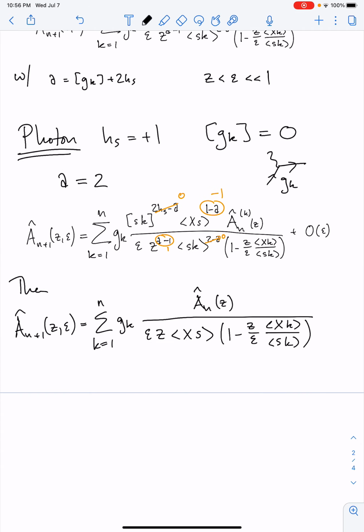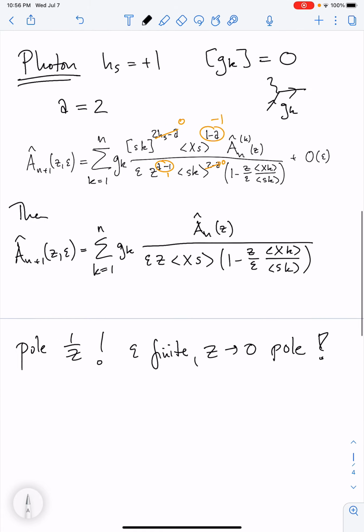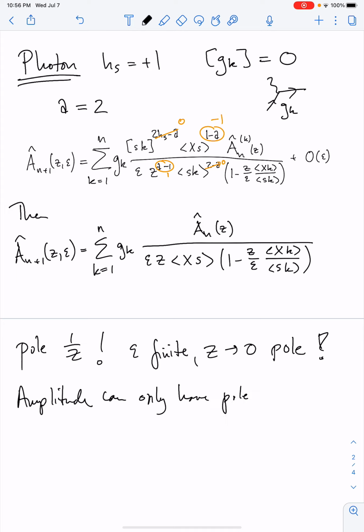Very good. You look at this, and you get concerned, because as I take the limit epsilon goes to 0, I see that z goes to 0 faster, and that means that there's a pole in 1 over z. But that can't be right. If I keep epsilon finite and take z to 0, this is a pole that appears in an unphysical place. That should not happen. The amplitude can only have poles where physical particles are exchanged.